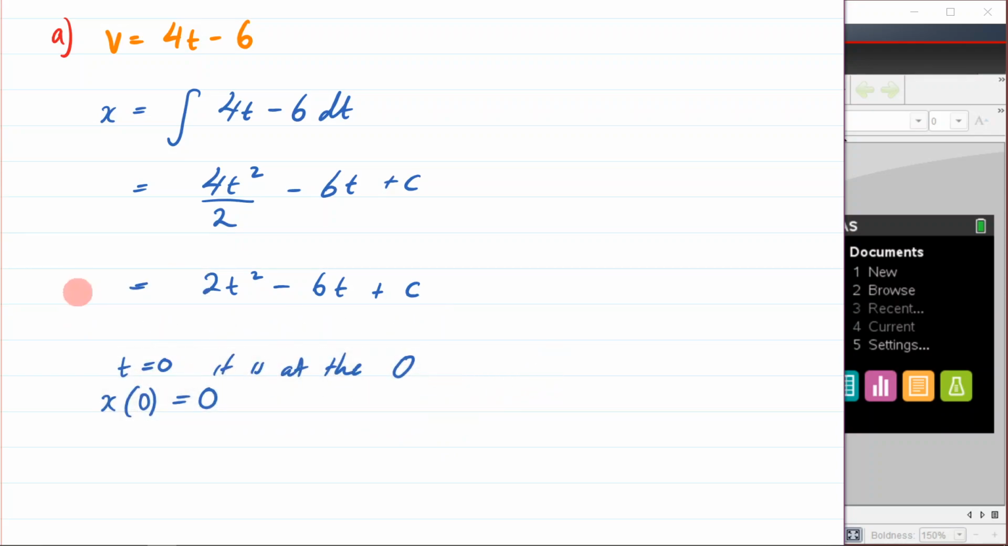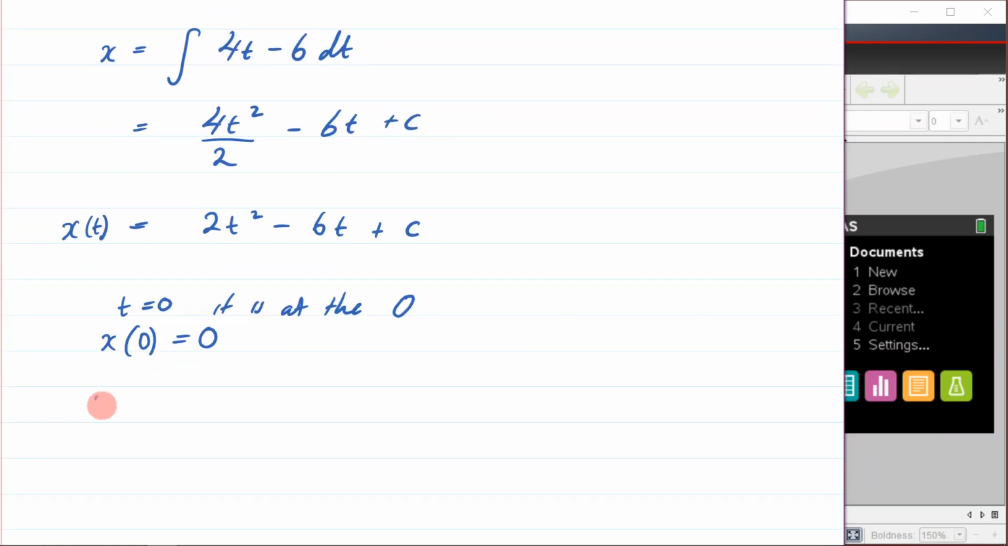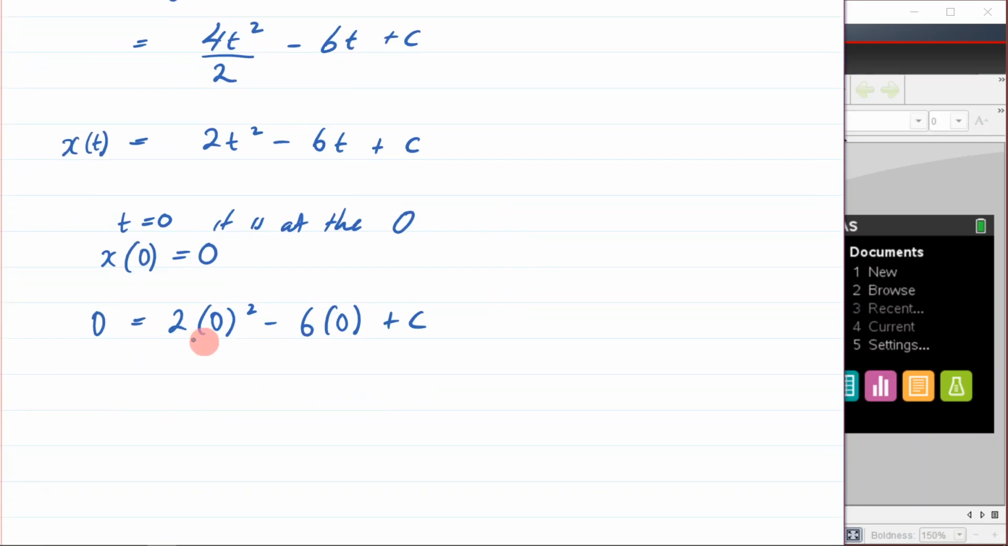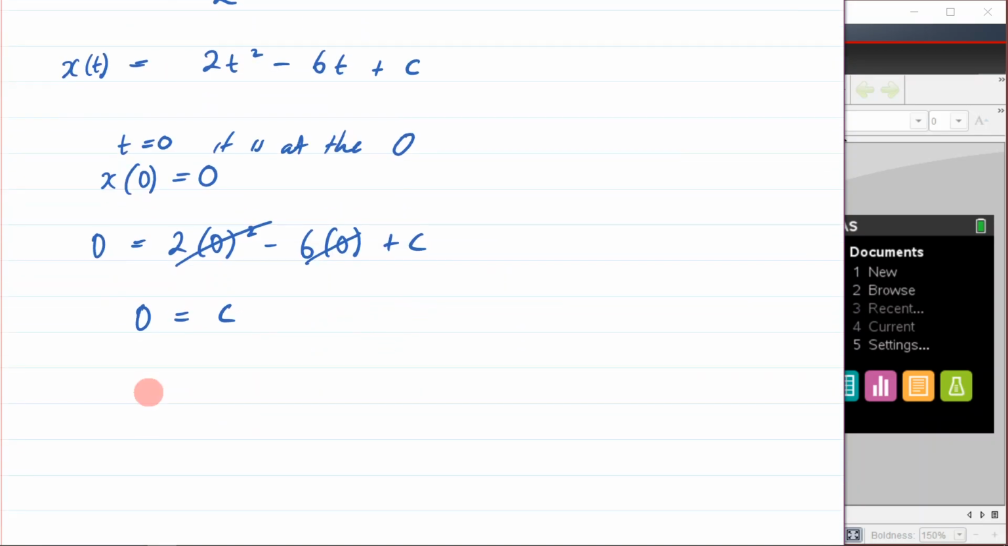Because I know that this here is x of t, because I integrated it. So that means I can say, when t is 0, this will be 2 times 0 minus 6 times 0 plus c. That will go away, that will go away, 0 will be equal to c. So that means it's actually just going to be 2t squared minus 6t. That's going to be my answer, because c is equal to 0. And we're done.